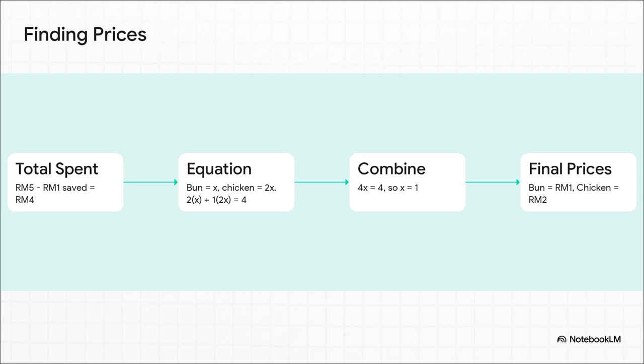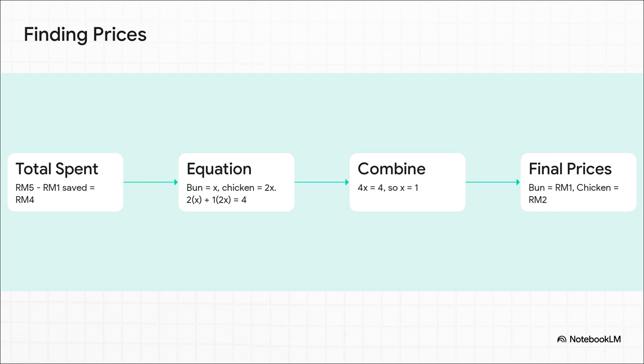We know our total. Step 2. Let's assign our variables. We don't know the price of a single bun, so let's call it x. Since the chicken is twice the price, the chicken is 2x. He bought 2 buns, so that's 2 times x, plus 1 piece of chicken, which is 1 times 2x. So our equation is 2x plus 2x equals 4.